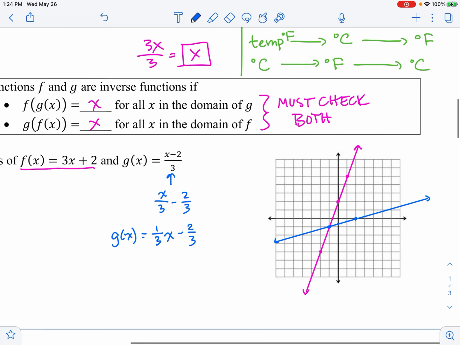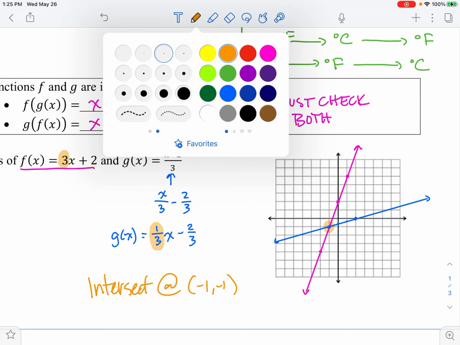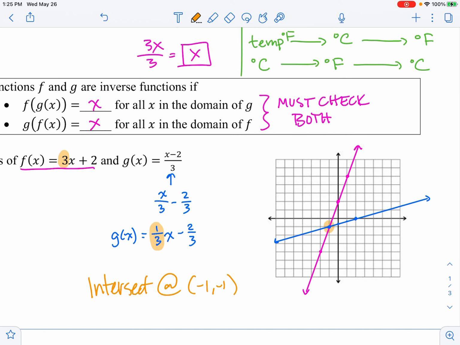These two graphs are related. My slopes here, let's take a look. One of my slopes is 3, one of my slopes is 1/3. Okay, those are similar. They meet at a point. What point do they meet at? We could algebraically calculate that, but I think it's pretty clear that they intersect at the point -1, -1. What I want to point out to you is that these two graphs are symmetrical with each other.